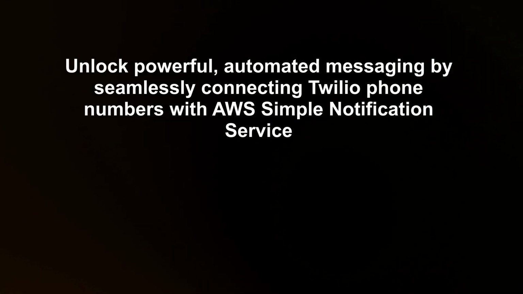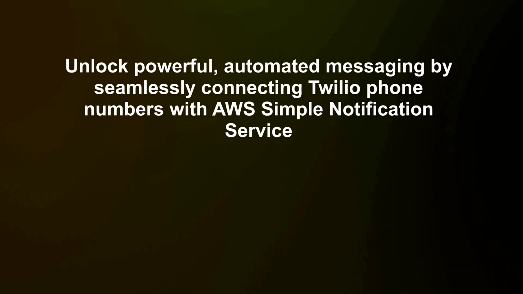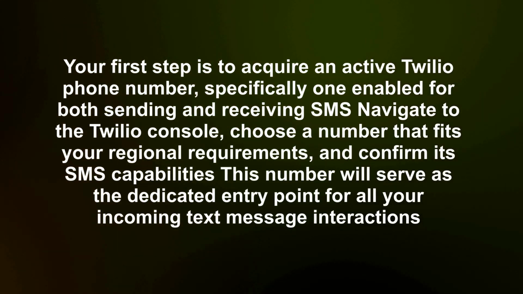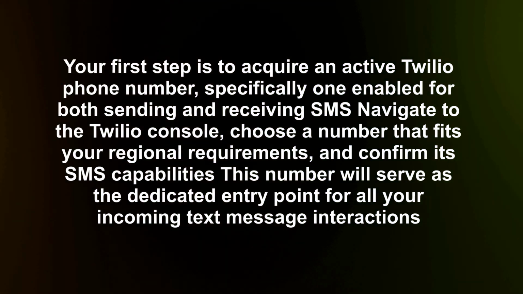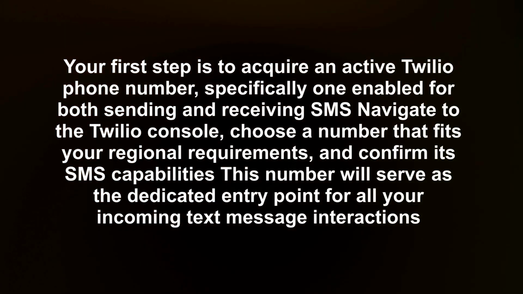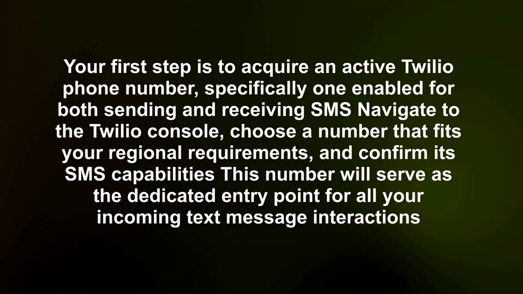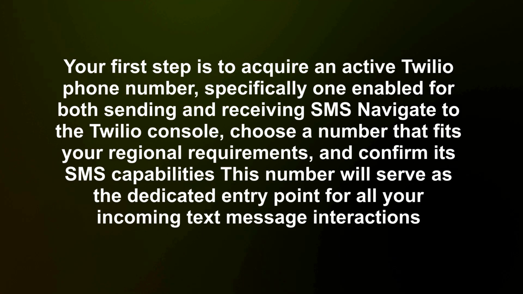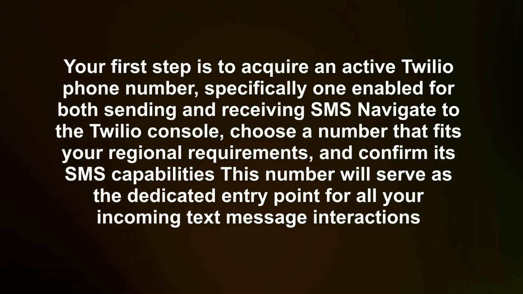Unlock powerful, automated messaging by seamlessly connecting Twilio phone numbers with a simple notification service. Your first step is to acquire an active Twilio phone number, specifically one enabled for both sending and receiving SMS. Navigate to the Twilio console, choose a number that fits your regional requirements, and confirm its SMS capabilities. This number will serve as the dedicated entry point for all your incoming text message interactions.